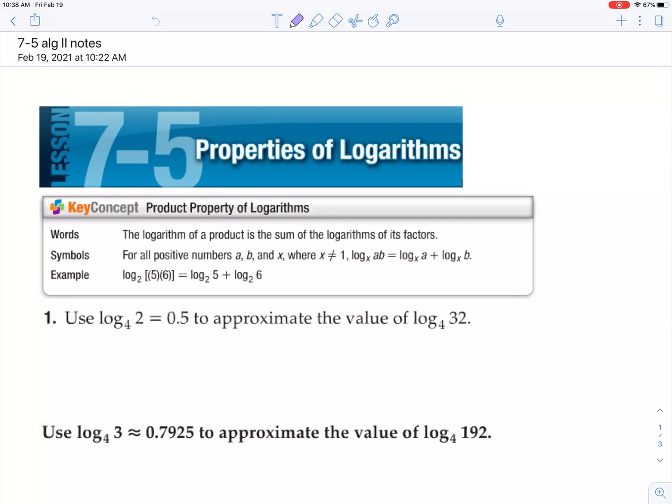Hey guys, we get to learn some pretty interesting rules today, so let's just dig in. First things first is properties of the product of logarithms.